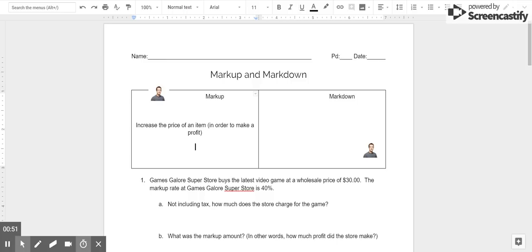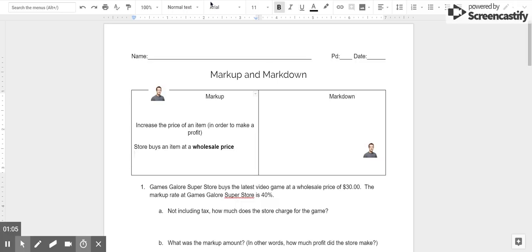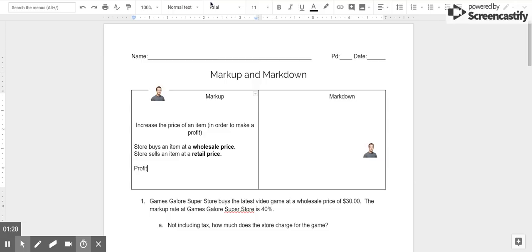So here are some important words. Store buys an item at a wholesale price. So wholesale is what the store pays for the item. And then afterwards, the store sells an item at a retail price. So the retail price is how much the consumer pays for the item. Therefore, to calculate the profit, what we'll do is take the retail price minus the wholesale price. You'll need to know those words wholesale and retail while you work on this assignment.